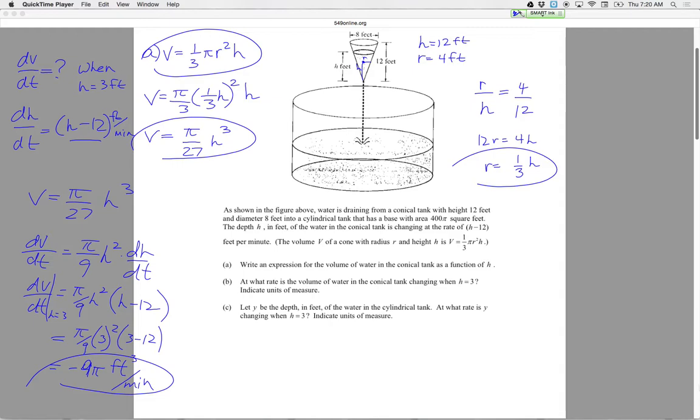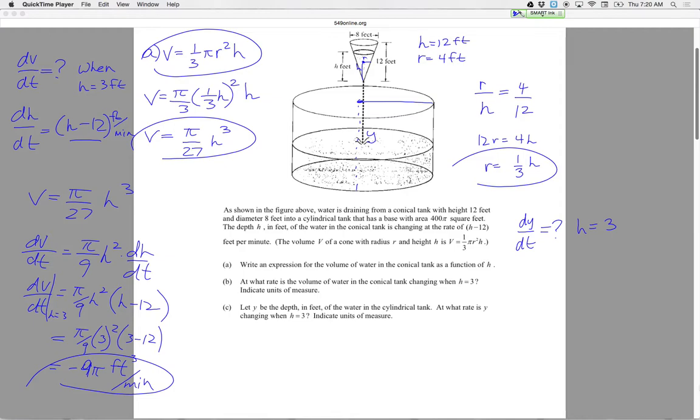So let y be the depth of the water in the cylindrical tank, and at what rate is y changing? So that's the depth. We're talking about the height changing. y is the depth, so we're talking about the rate of change dy/dt. At what rate is dy/dt changing when h is 3? This is part C. Indicate the units of measure.